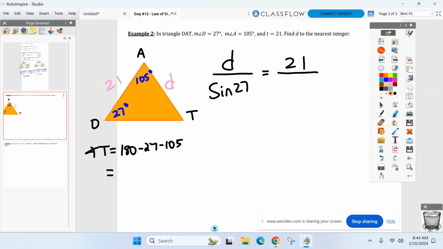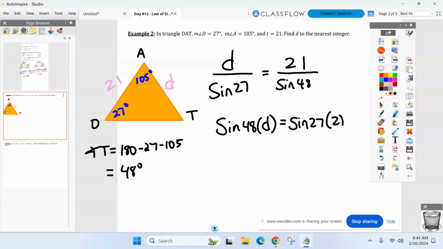And what are we looking at for that one? 48 degrees. There you go. Now you can plug in sine 48, not 48, sine 48. Go ahead, cross multiply. And we're dividing by sine of 48 on this one.